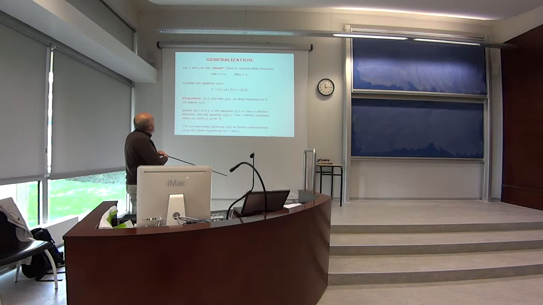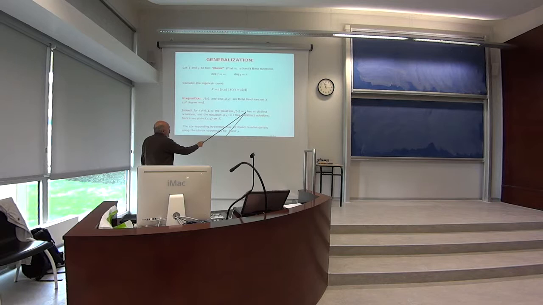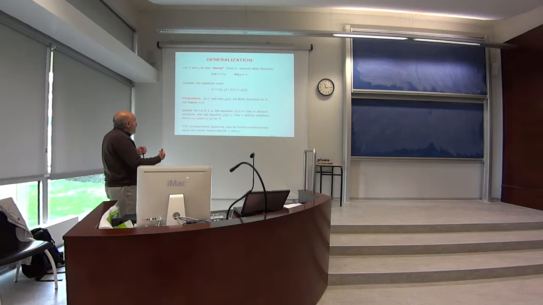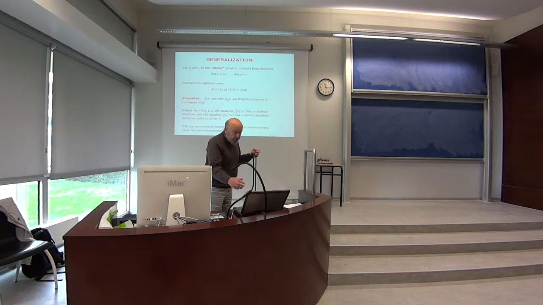It is because if we take any number different from 0, 1, and infinity, then the equation f of x equal to t has m distinct solutions, g of y equal to t has n distinct solutions, so there are mn pairs x, y. No multiple points. The multiple points only arise when t is equal either to 0 or to 1 or to infinity.